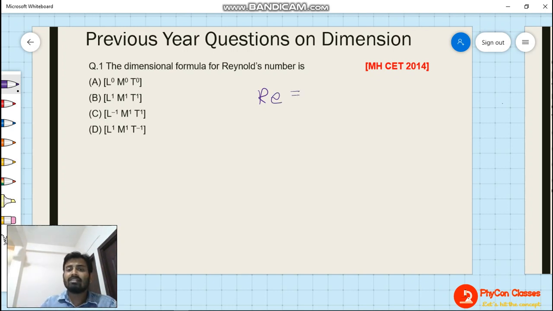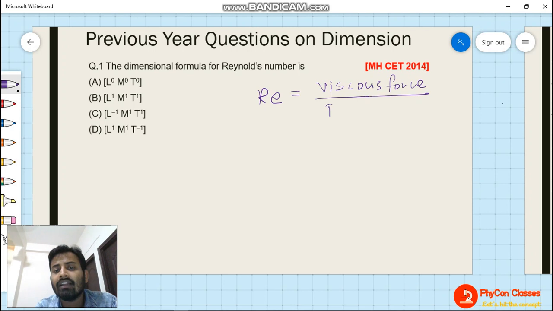Okay. So Reynolds number is defined as the ratio of viscous force to inertial force. Understand? These terms you will understand when you study fluid mechanics. Inertia you will understand very soon, in mechanics only.